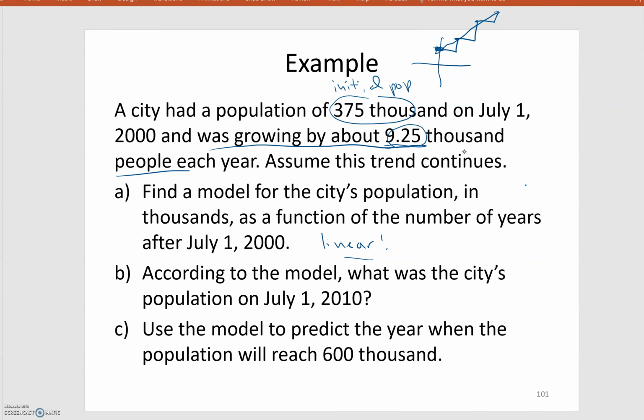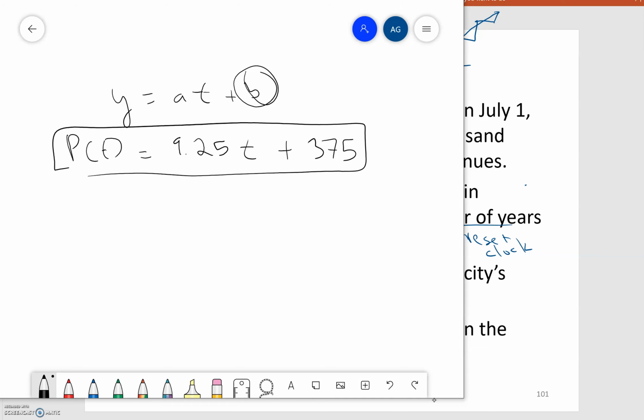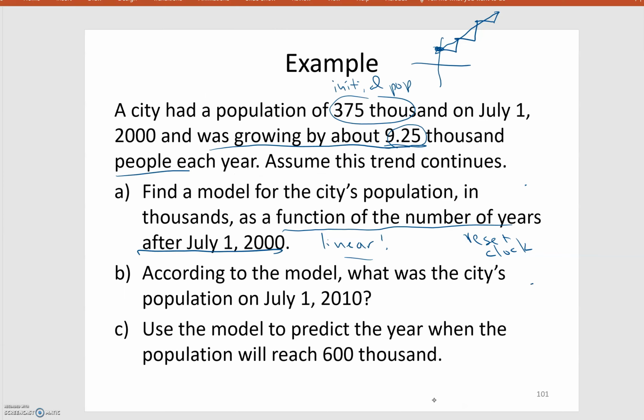Now, I did something else here. I reset the clock because the problem told me to. So that's resetting the clock, that's elapsed time. And so T equals 0 represents the initial time, and that's going to be my population model. Okay. And now the next two questions are just about using that model.